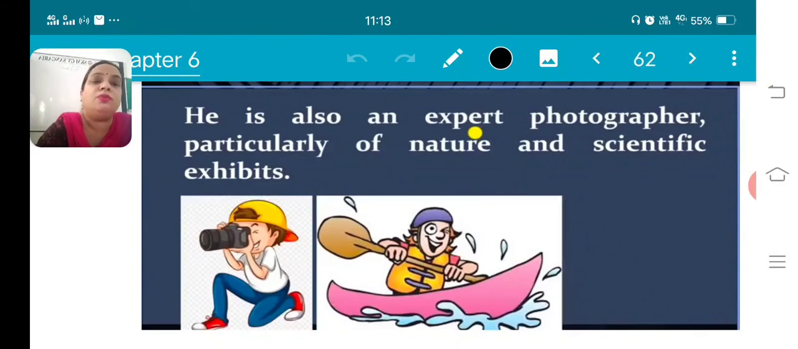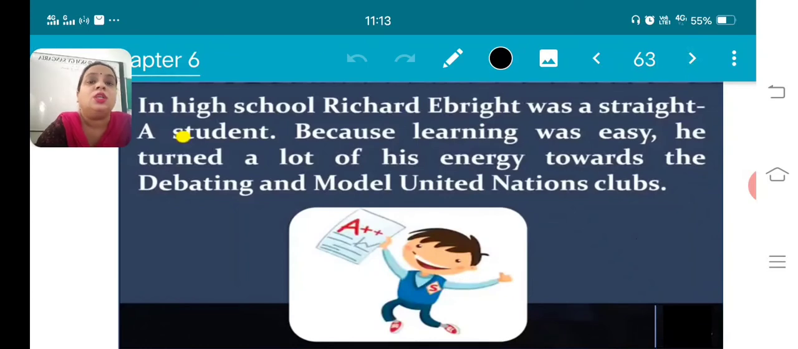He was also an expert photographer, particularly of nature and scientific exhibits, and he was great at capturing nature and scientific subjects. So in high school, Richard Bright was a straight A student because learning was easy. He turned a lot of his energy toward the debating and Model United Nations clubs. So as he was a great student and always used to score well, he used to focus his extra energy on the debating and Model United Nations clubs.